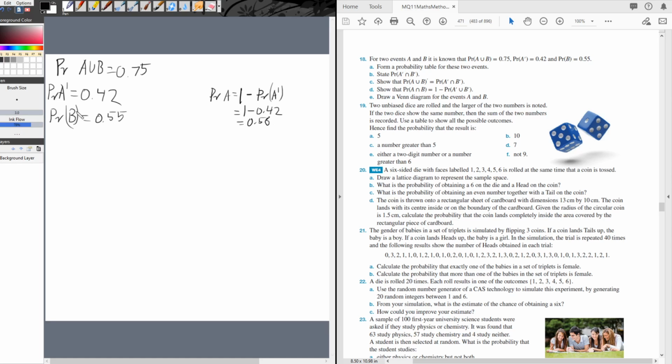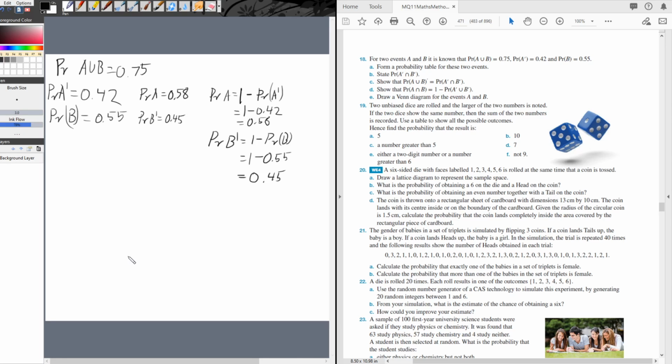And we can also do that for the probability of B dash, which is equal to 1 minus the probability of B, which is equal to 1 minus 0.55, which is equal to 0.45. So we now know that the probability of B dash is equal to 0.45, and the probability of A is equal to 0.58.